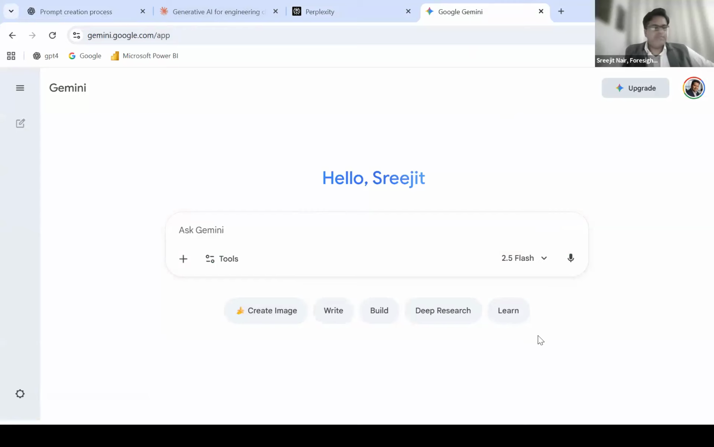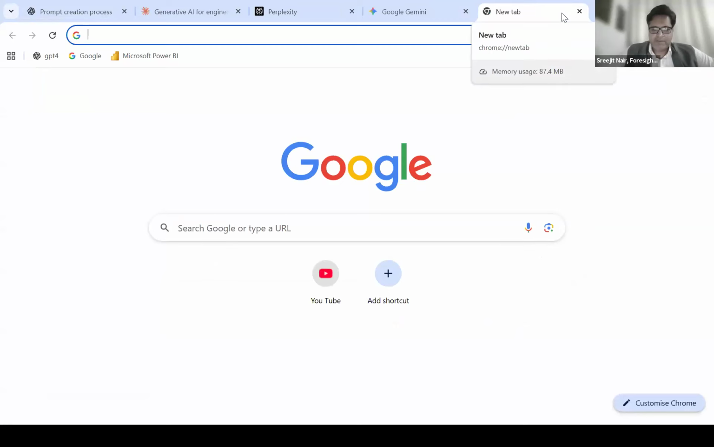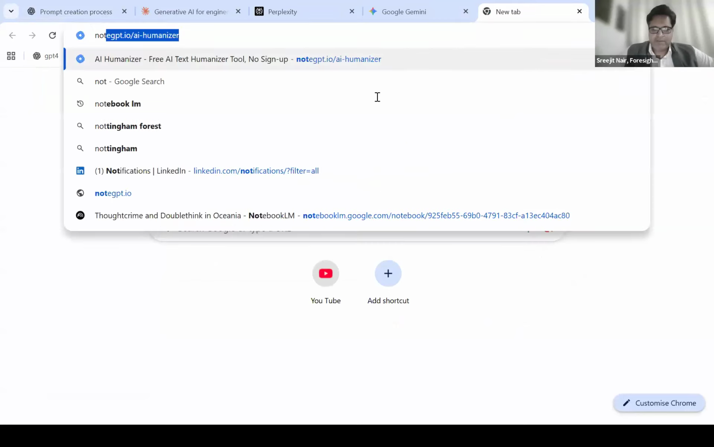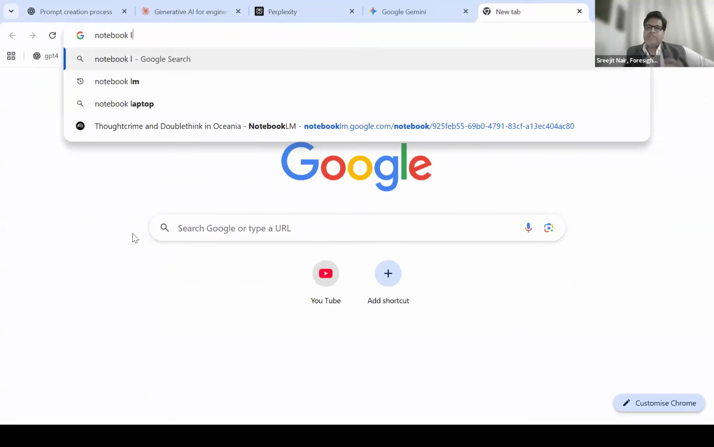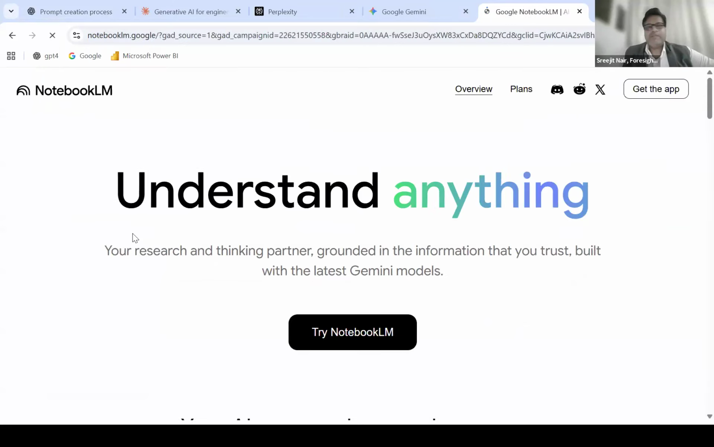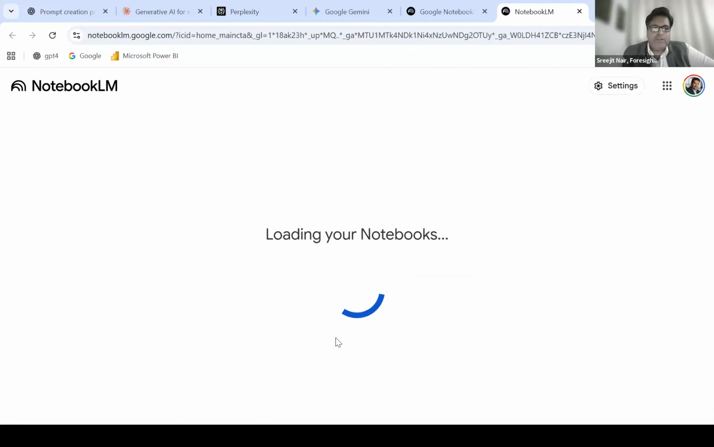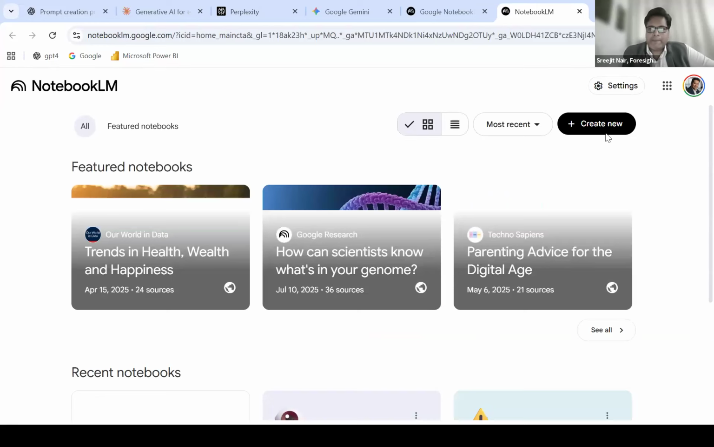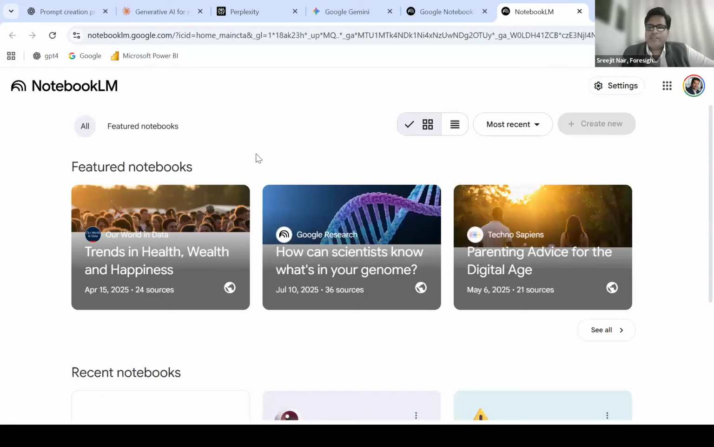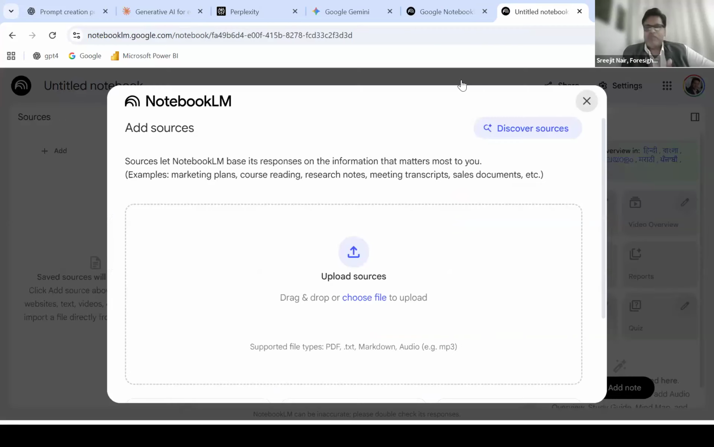Meanwhile, I'll just introduce you to something else that helps apart from this. Apart from the regular prompt-based large language models, this is one pretty unique thing that is available to all Google users, and it is available for free. Whenever there is a particular resource available with you, you can upload one such source.